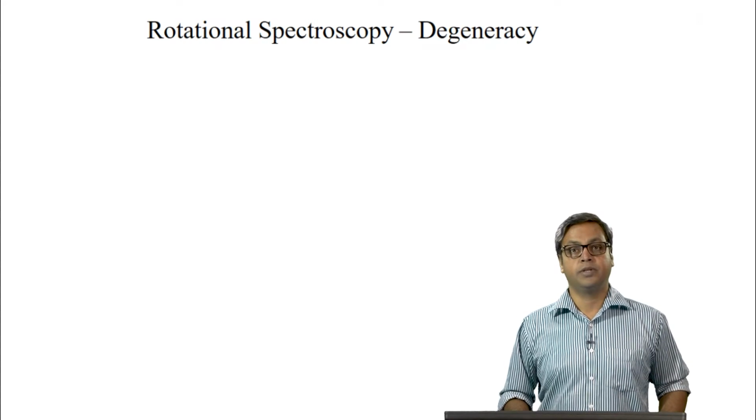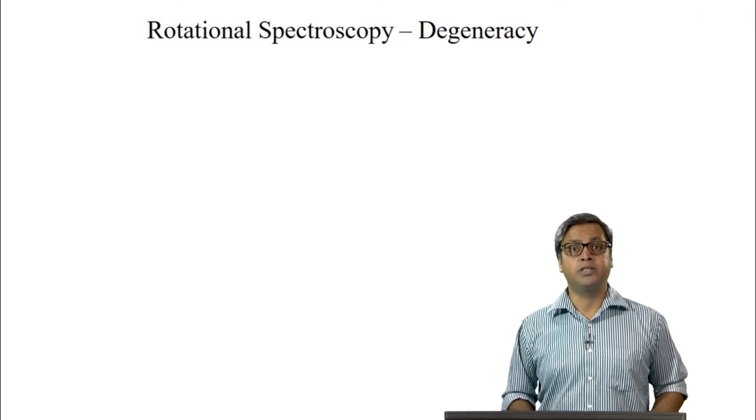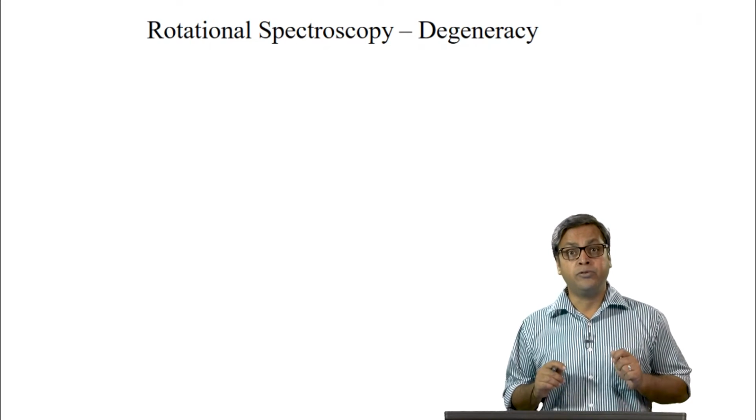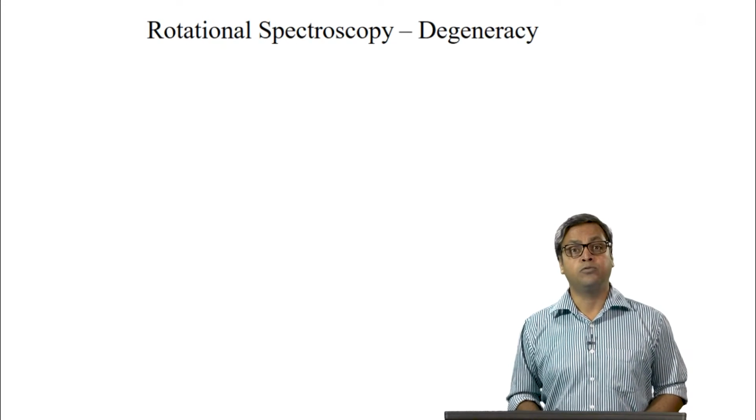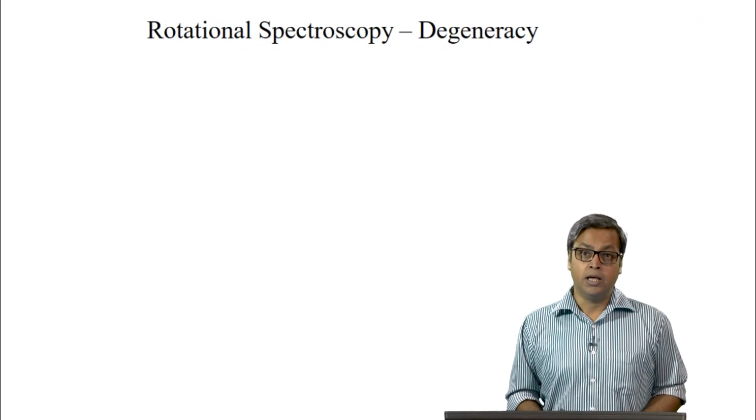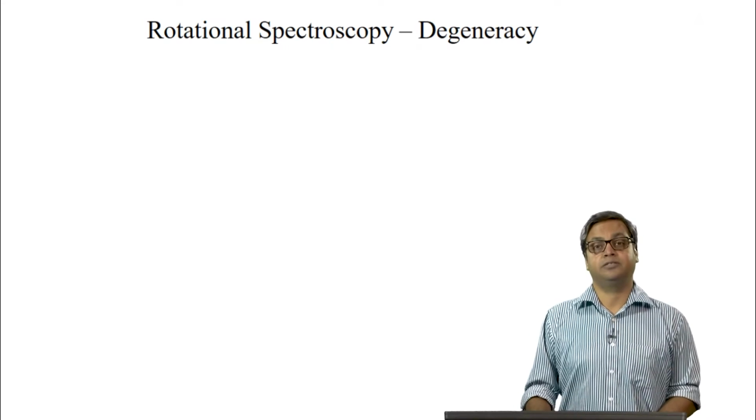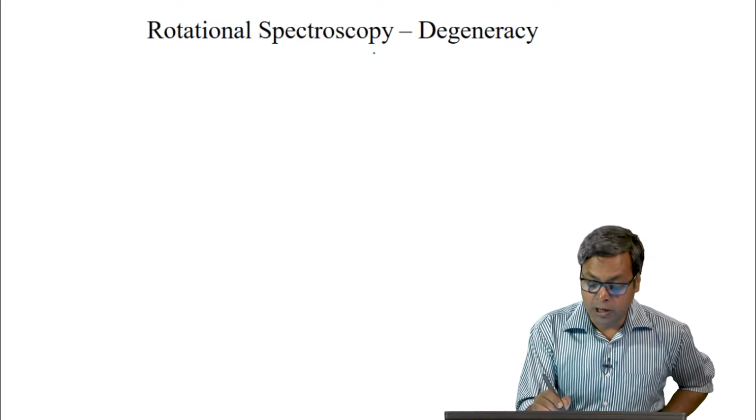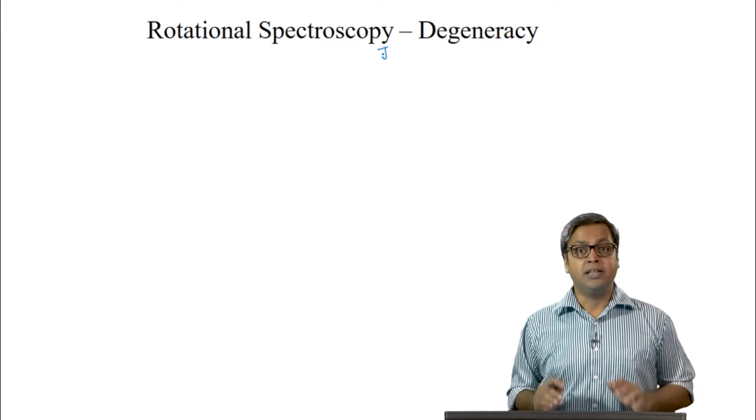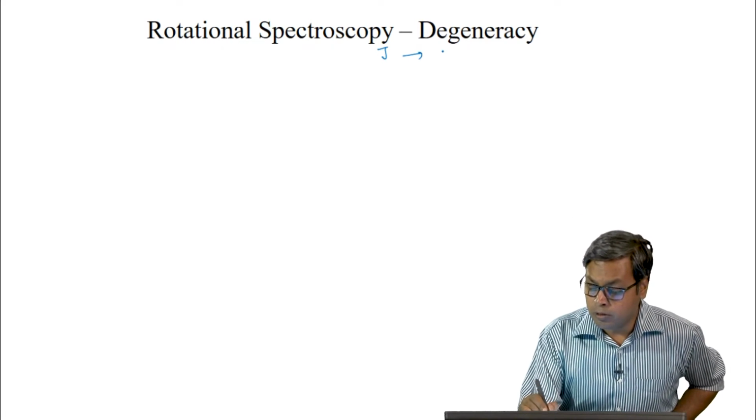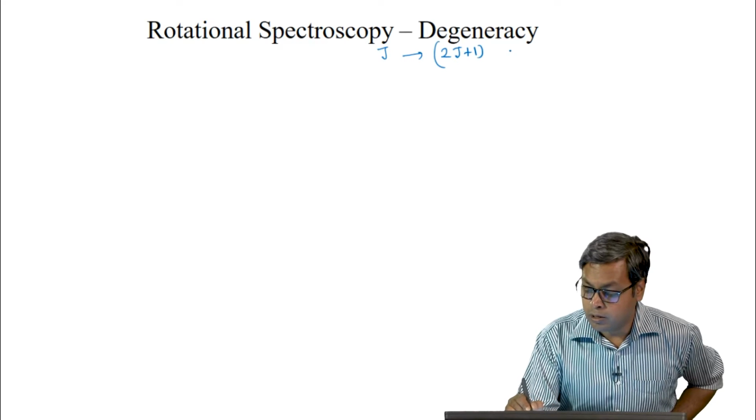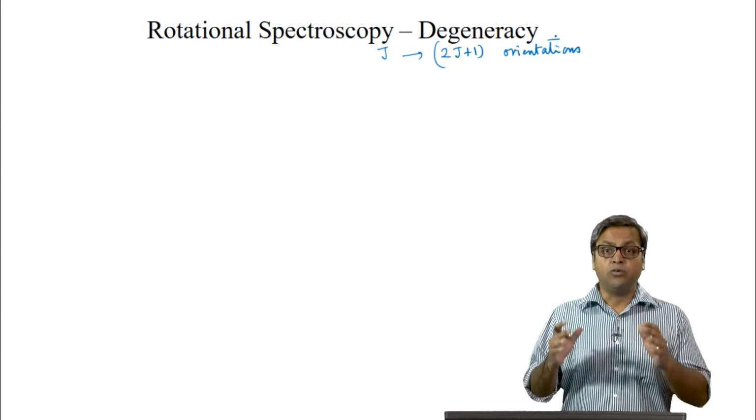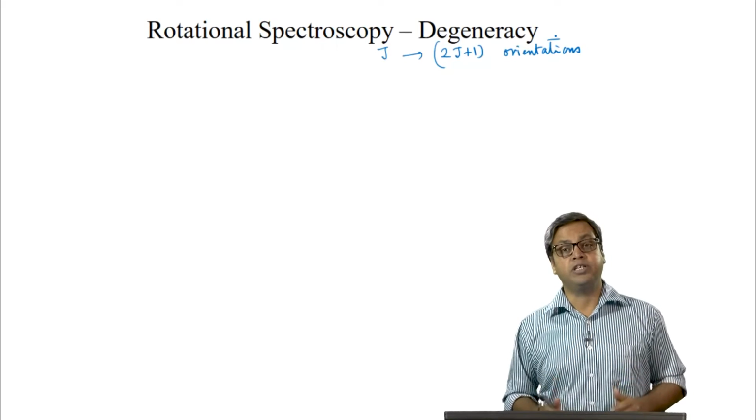Hello everyone. In the last lecture, we discussed space quantization. We saw that the diatomic molecule cannot arbitrarily orient itself with respect to the reference axis, but can only orient itself in certain directions. If the molecule is in the jth quantum level, then there are 2j plus 1 possible orientations, and these orientations all have the same rotational energy.